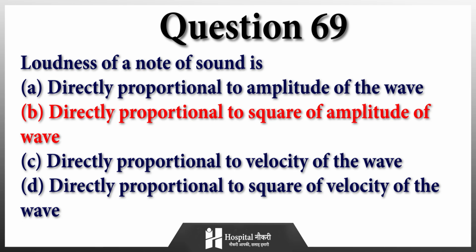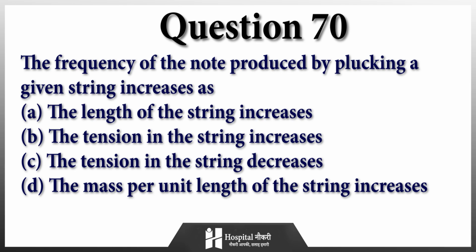Next question is, the frequency of the note produced by plucking a given string increases as the length of the string increases, the tension of the string increases, tension of the string decreases, the mass per unit length of the string increases. Correct option is the tension in the string increases.